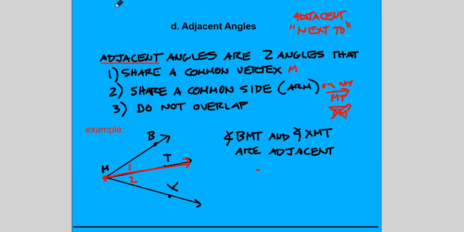So ray is like a flashlight. Here's your flashlight, the light comes out of it. That's like your vertex, and the light goes out that way. So MT is a distinct ray. It's different than TM. Okay, so we need to have a common ray, common side, and these angles cannot overlap each other. Notice that angle BMT here and XMT do not overlap. They share a common ray, but they do not overlap. If they overlap, they are not adjacent.